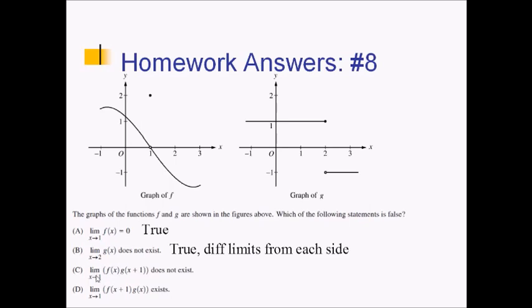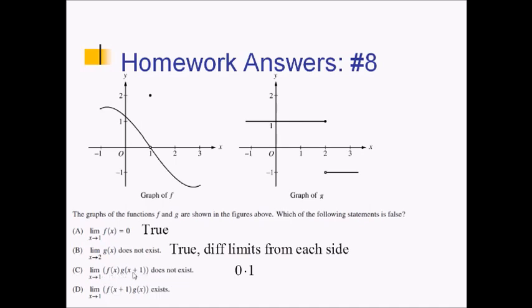They're saying limit as x approaches 1 of f of x times g of x plus 1 does not exist. So for this one, we're going to take a look at the left and the right limits as well and see whether or not they match up. So for the left side limit of f of x as x approaches 1, we're coming to the y value 0 right here. And now for g of x plus 1 as x approaches 1, we're basically asking as we approach 2 from the left side, that is a value of 1 right here. So we've got 0 times 1 for the left side limit of this whole chunk of stuff right here.